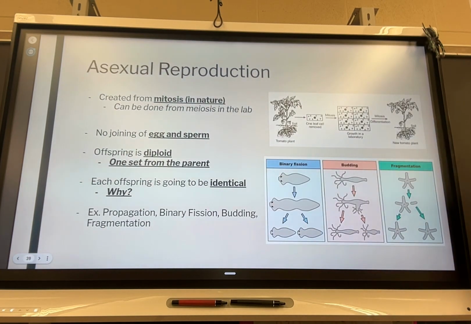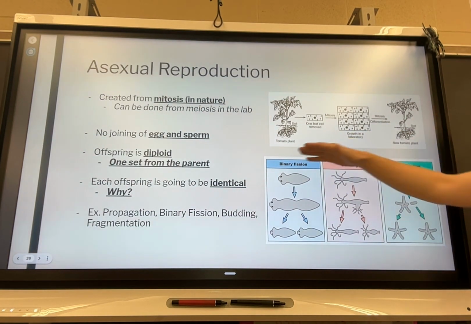So let's finish this up. Our last thing we were going to talk about, and what's going to lead us into our activity for the rest of the period, is asexual reproduction. Typically in nature, asexual reproduction is going to happen with mitosis, not meiosis. Why do we think it happens with mitosis? Because asexual reproduction results in the exact same identical cells. We don't need to combine sperm and egg to create a fertilized cell. We only need to divide.